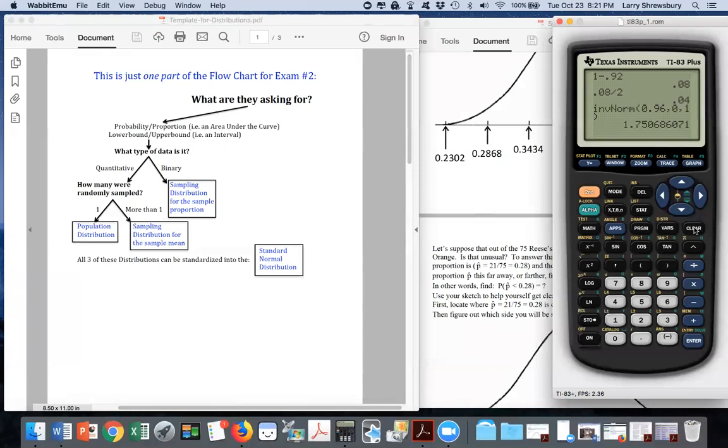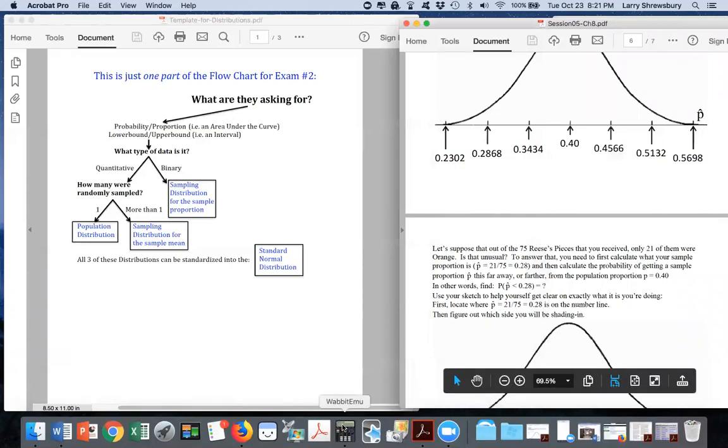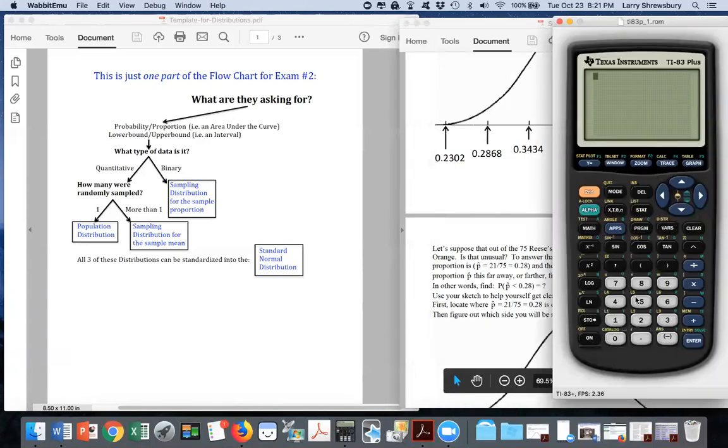So what would that be? Let me wake up my calculator. There, that usually does it. Now I've forgotten what it was. It's 21 out of 75. All right, I had to refresh my memory on that. 21 divided by 75 is the proportion of my sample that were orange: 28%. So 28% are orange, and we want to know, is that unusual?